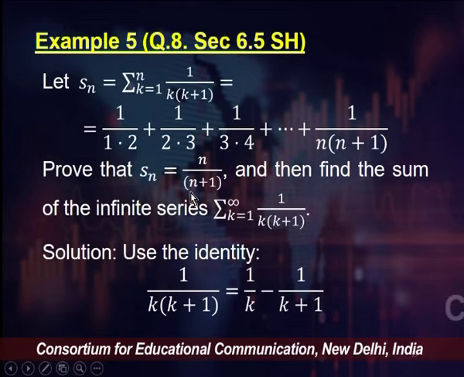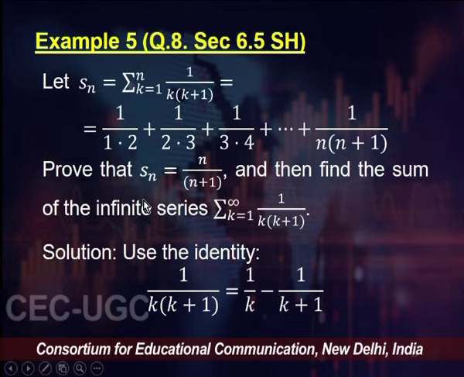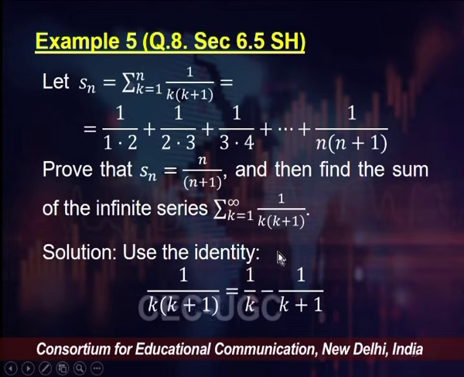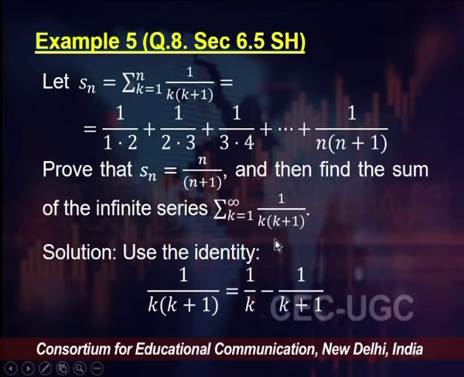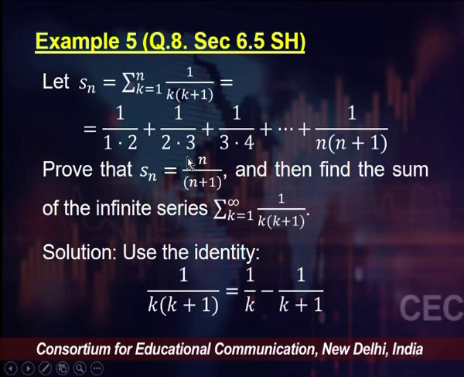Now the first part of the question asks you to prove that this partial sum can be written as n upon n plus 1. And then you can find the sum of the infinite series by taking the limit of this partial sum as n tends to infinity, and that is something we will do in the next step. So first of all, how can we show that S sub n is n upon n plus 1?